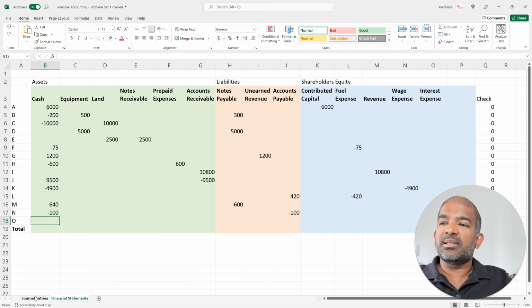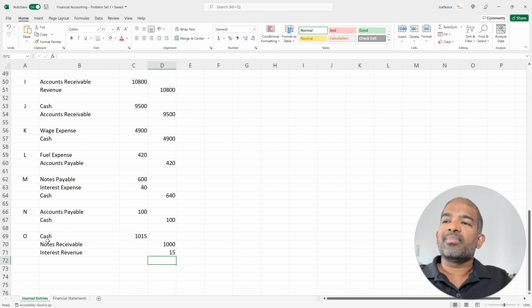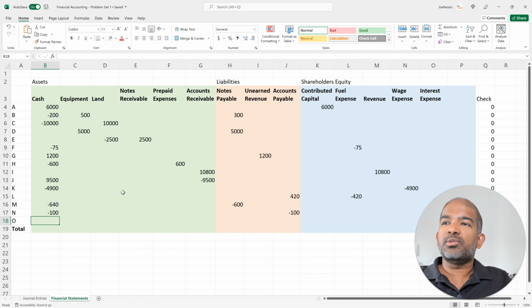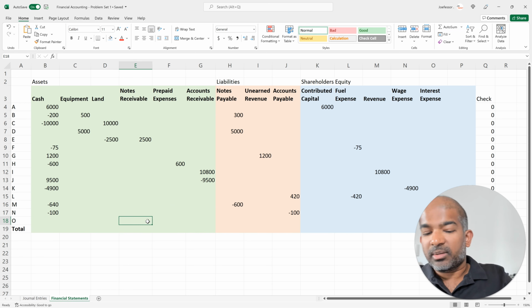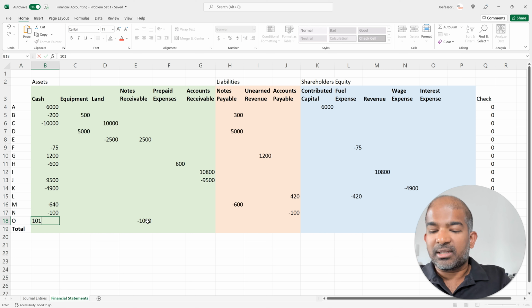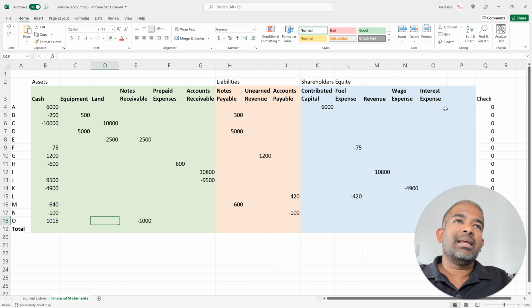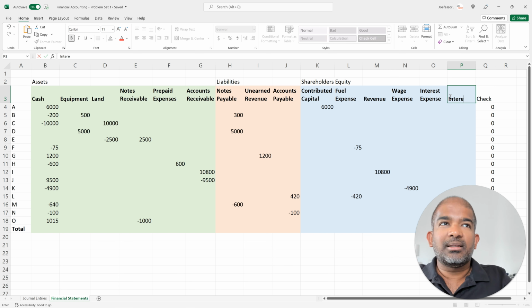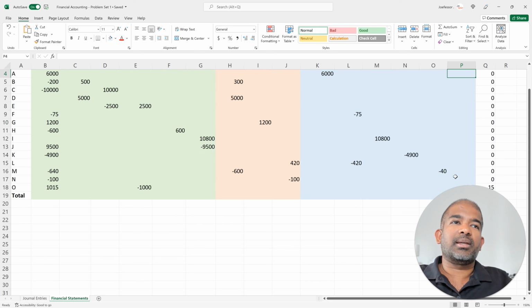The last transaction, which is transaction O, you collect cash of 2015, notes receivable of 1,000 is being reduced, and interest revenue is $15. So from my notes receivable, I'm going to remove $1,000, and I collect cash of 1,015. And I have an interest revenue, because it's revenue, it comes with a positive sign.